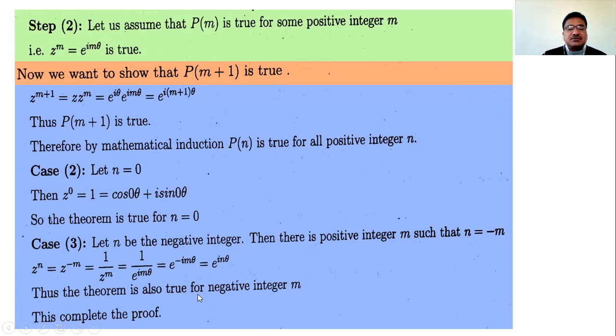That is, the theorem is true if n is a negative integer, and therefore we say that the theorem is true for all integers, that is for positive integer, negative integer, and if n is 0. Okay, this completes the proof.